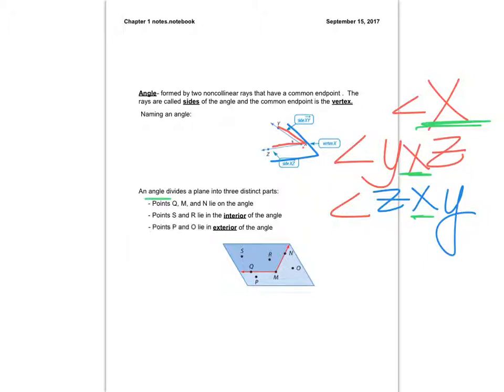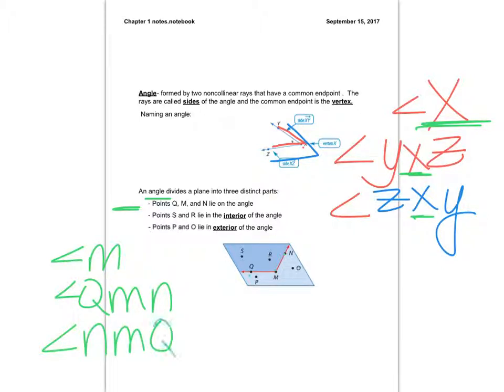An angle divides a plane into three distinct parts. You have an inside, an outside, and on it. So if you look at it, points Q, M, and N are on the angle. I could call this angle M, I could call this angle Q, M, N, and I could call this angle N, M, Q.